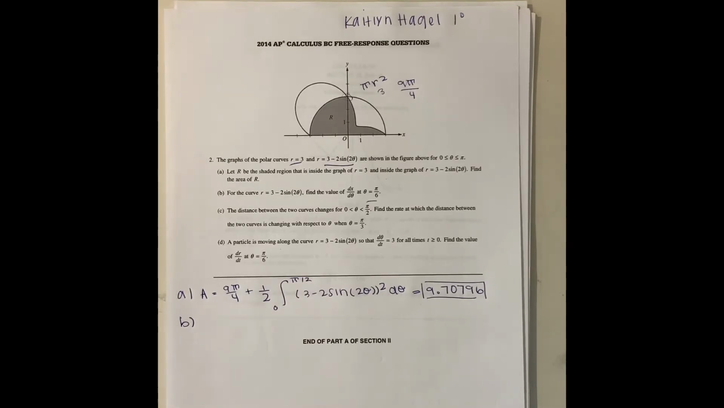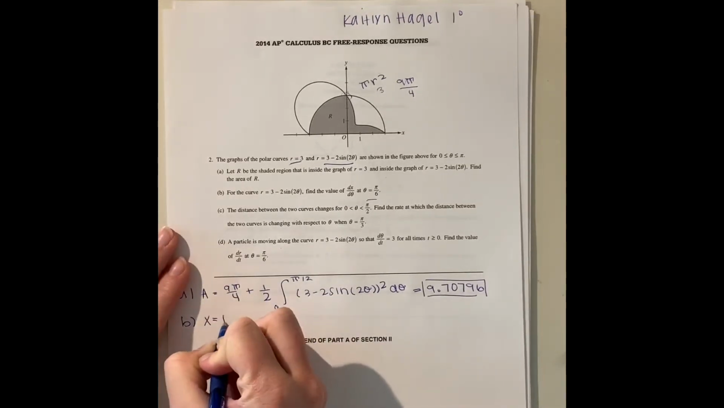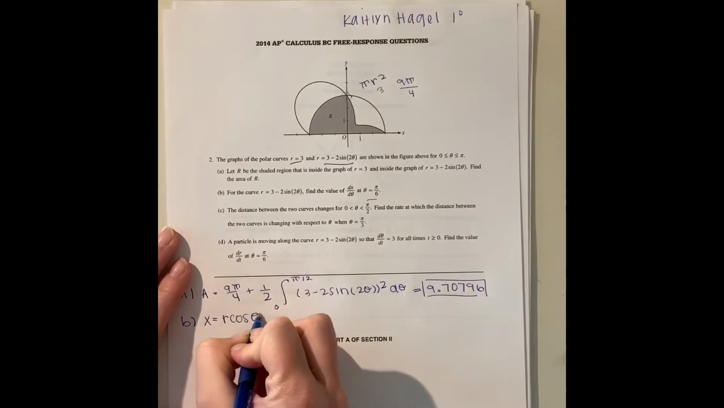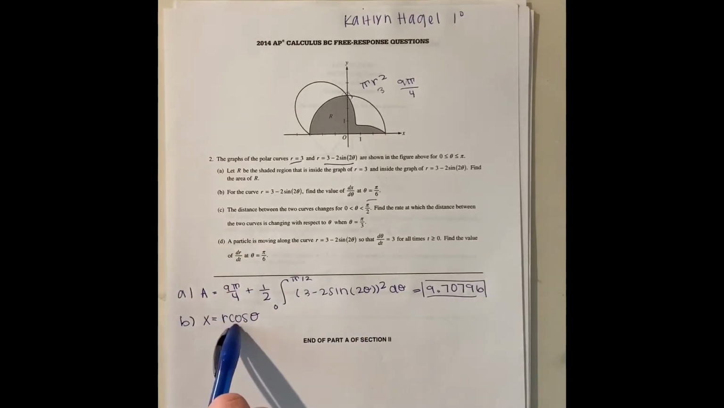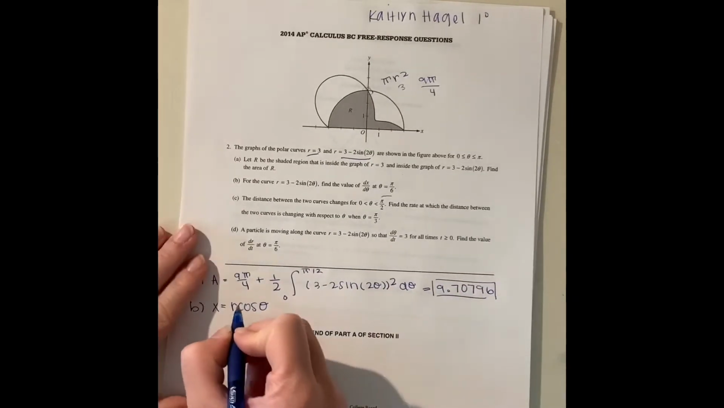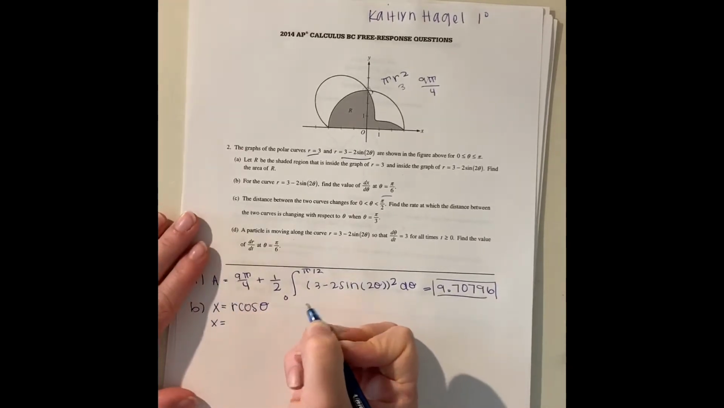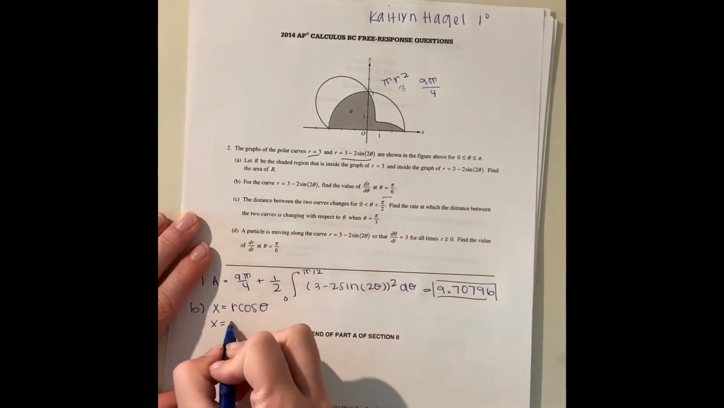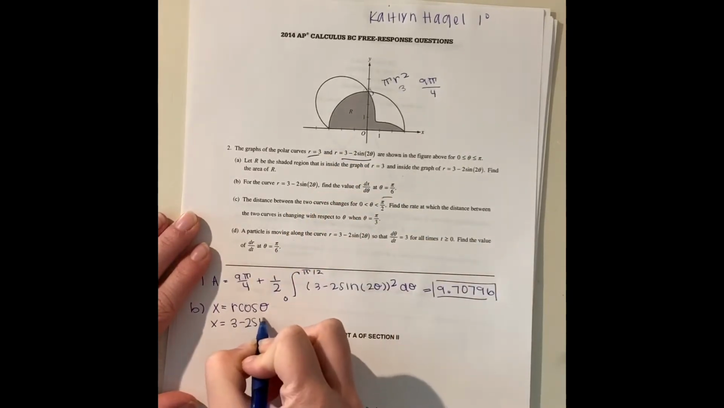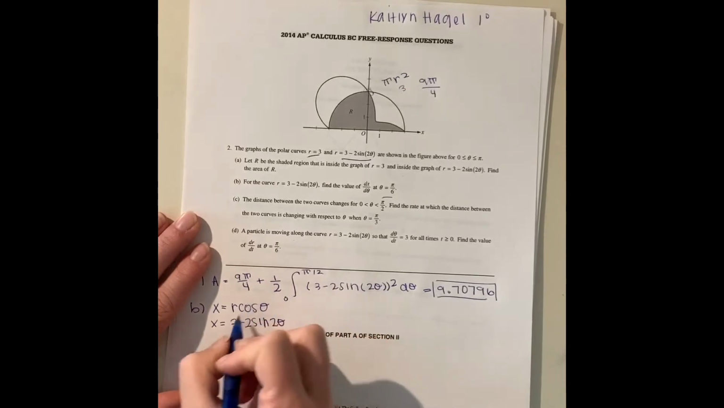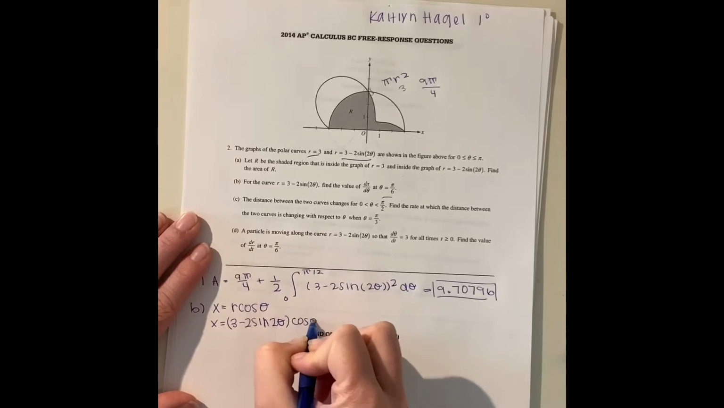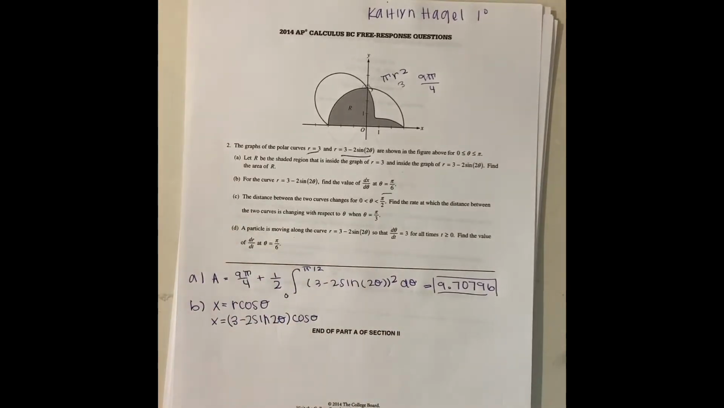Okay, to do that, we're going to start with the equation that we know, which is x equals r cosine theta, because this equation is going to help us find x, which is needed to find dx d theta, and that's what we're trying to find. We also use this because we know r. So we do x equals r, which is here, 3 minus 2 sine 2 theta, times cosine theta, and then plug that into our calculator.